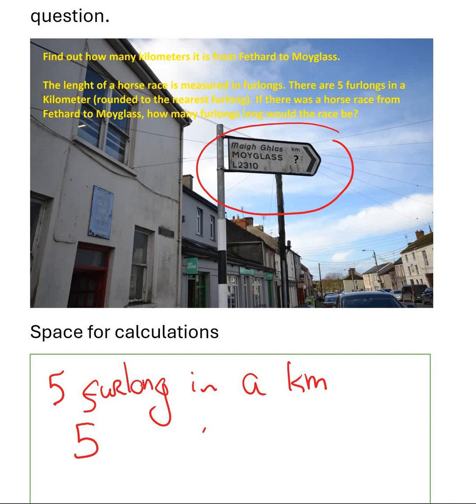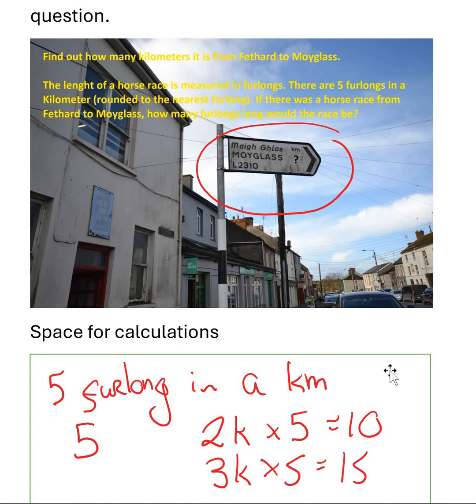So let's say it was 2 kilometres to my glass. Well, to find out how many furlongs will be, you'd multiply the 2 kilometres by 5 and you get 10. If it was 3 kilometres to my glass, you'd multiply the 3 by 5 and it would give you 15 furlongs. Okay, so check the distance in kilometres and then multiply it by 5.